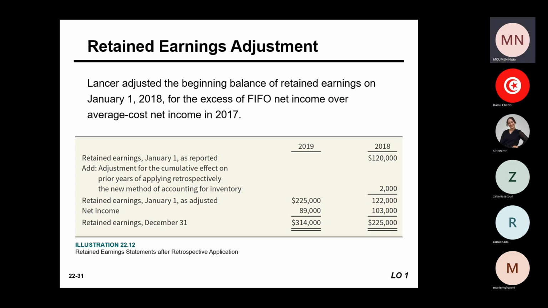Good. So recall that if you are preparing comparative financial statements, for example, in the income statement, you will be providing sales and the cost of goods sold for 2018 and 2019 as if you were using the FIFO method. And of course, you will be showing the effect on the gross profit and obviously on the net income using the FIFO method. So this is how we apply the retrospective approach when we change from one accounting policy to another. So please be careful.